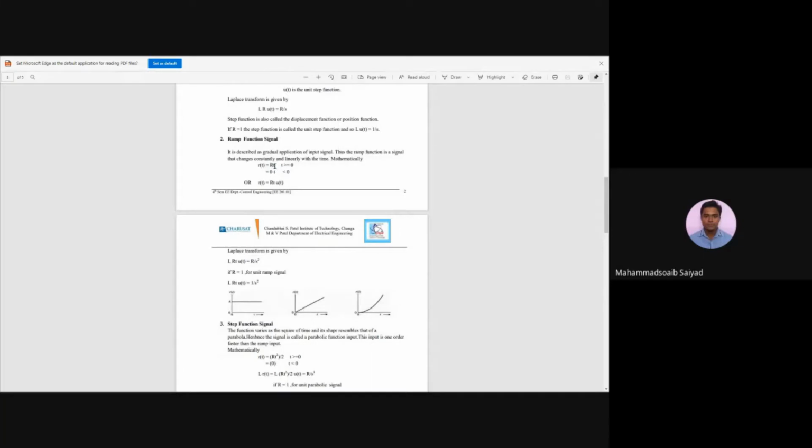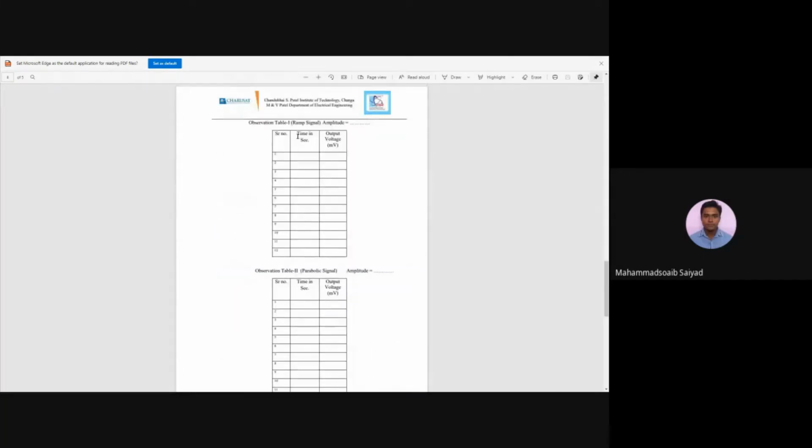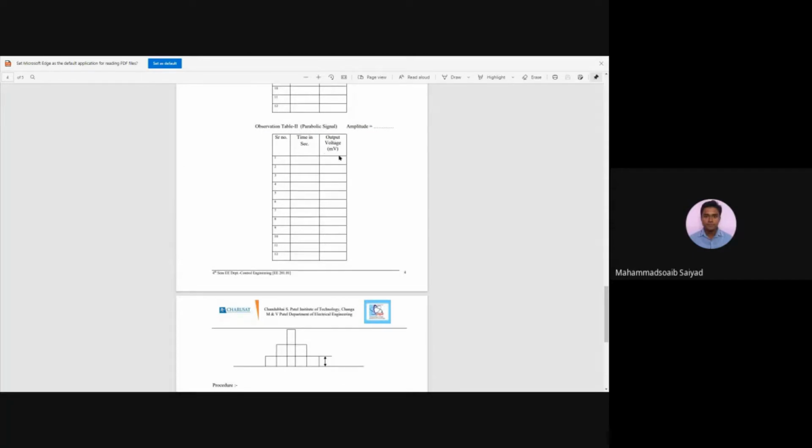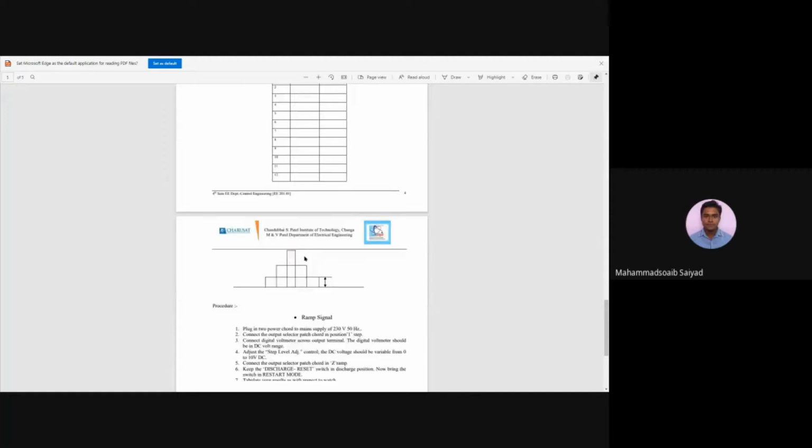We need to check the output at intervals of time, so we will require an observation table. At the output side, which is available in the multimeter of your particular kit, you need to note it down at the interval of every 5 seconds for the ramp input. For the parabolic input, again you have to note down the output at the interval of every 5 seconds or 10 seconds.